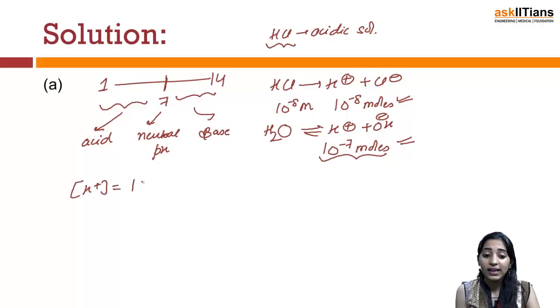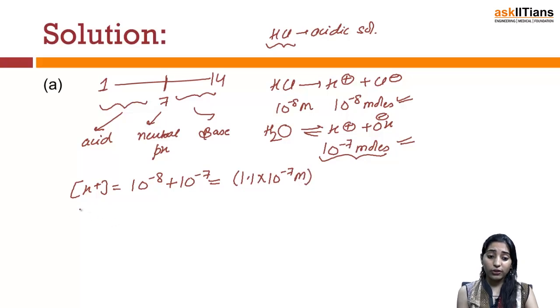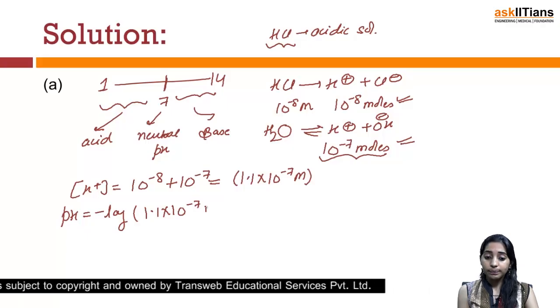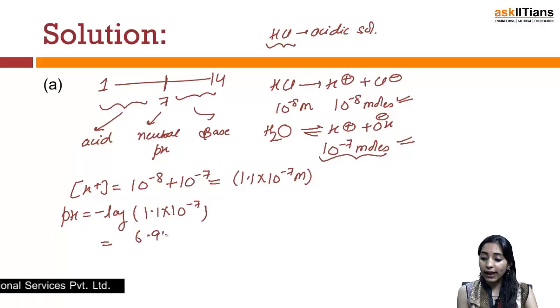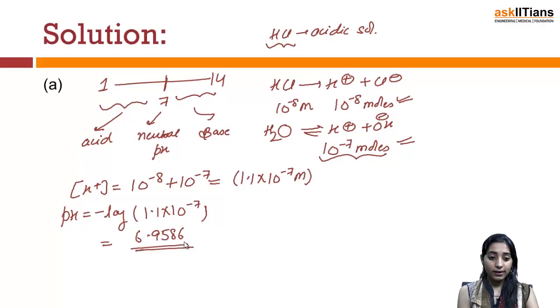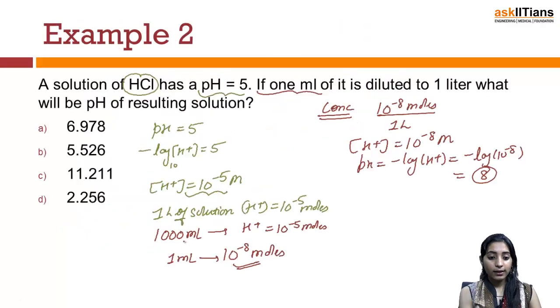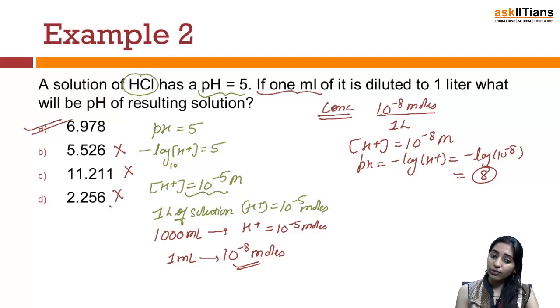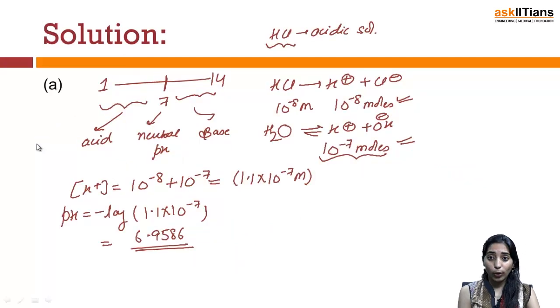So we'll find the total concentration of H positive as 10 to the power minus 8 plus 10 to the power minus 7, which comes out to be 1.1 into 10 to the power minus 7 molar. Now we'll use this concentration of H positive to find the pH as minus log of 1.1 into 10 to the power minus 7, and the value will come out to be 6.9586. And yes, this is the correct option if you take into account the approximations he has used. So this is wrong, this is wrong, and this is another wrong option, and option number A is the correct option given to us.